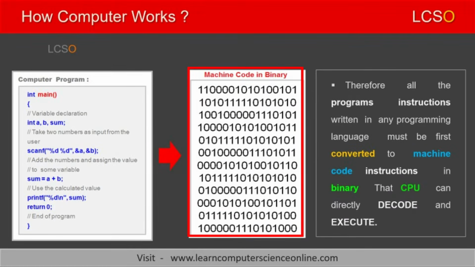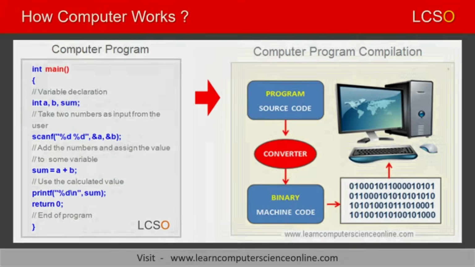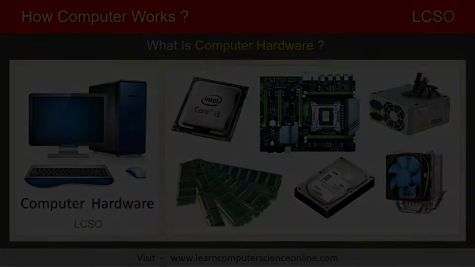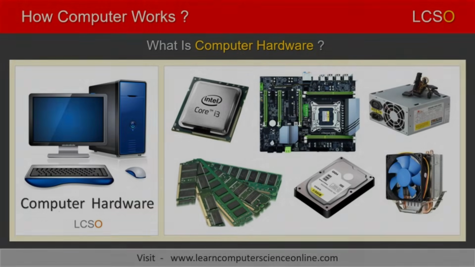A computer program consists of a set of instructions in binary, called machine instructions. The computer understands only binary, which is a language of zeros and ones. However, programmers write the code in a high-level language, which gets compiled to low-level machine instructions in binary that the computer can directly execute. The computer hardware components can broadly be grouped into 4 basic types, based on their functionality.